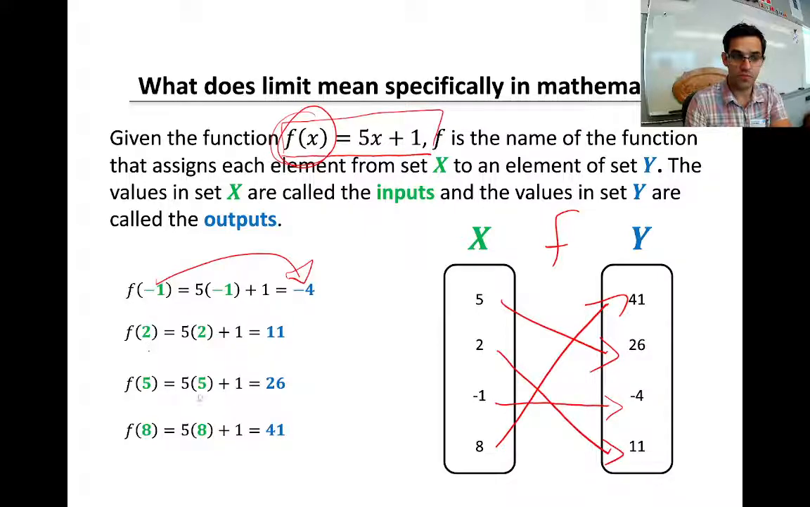f of 5 would be 5 times 5 plus 1, or 26. So I'm going to have an arrow from 5 to 26. And f of 8 would be 41, 5 times 8 plus 1. So 8 maps to 41. There we go. So here's our mapping that matches this function, f of x.